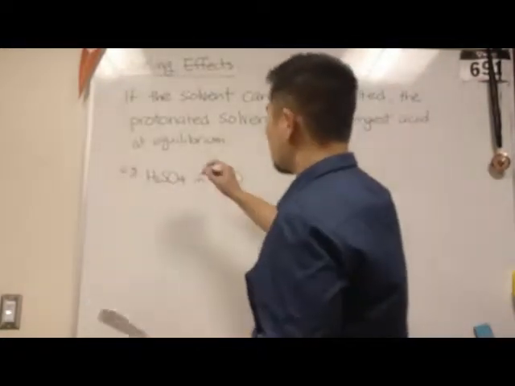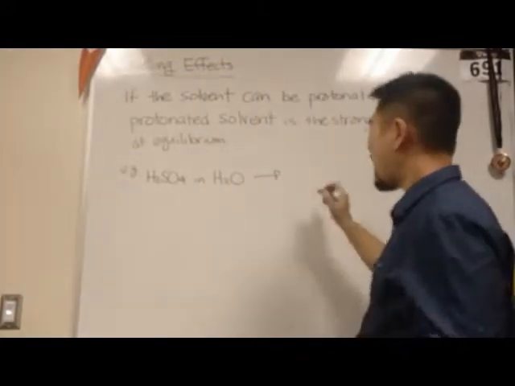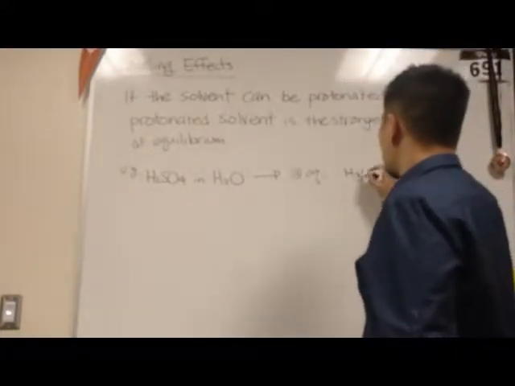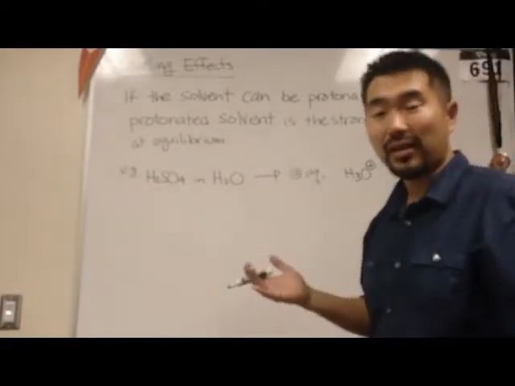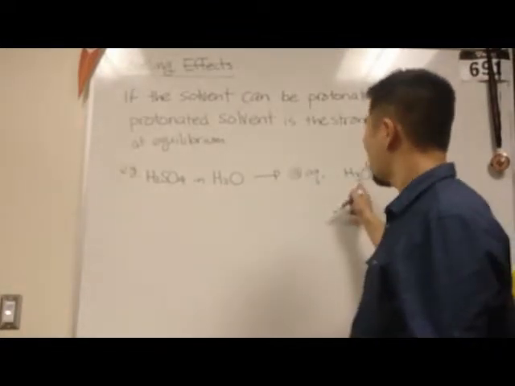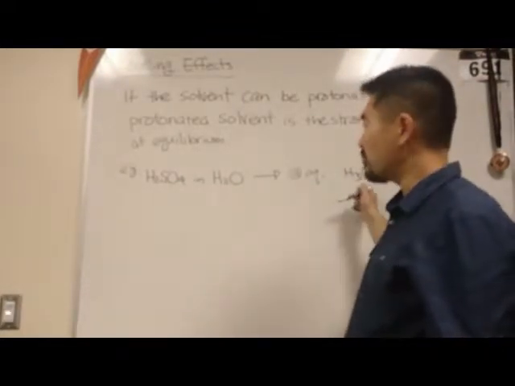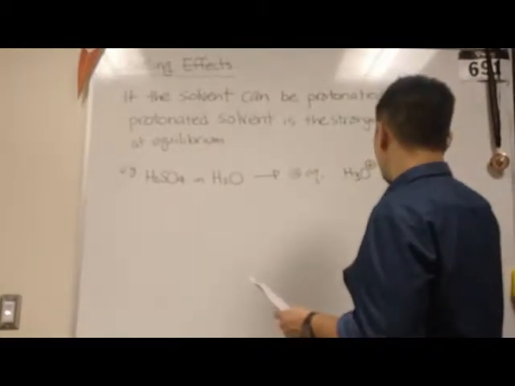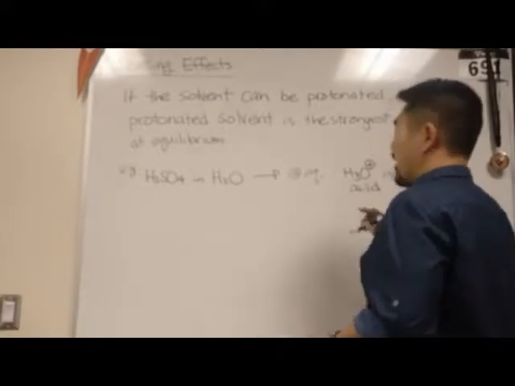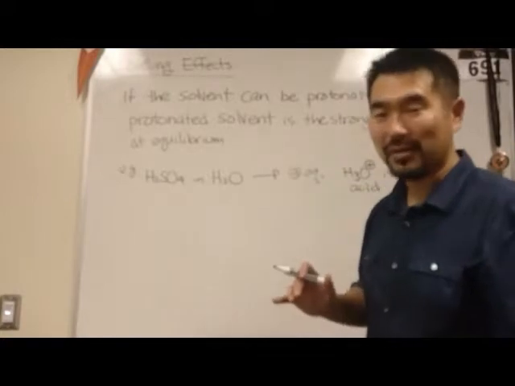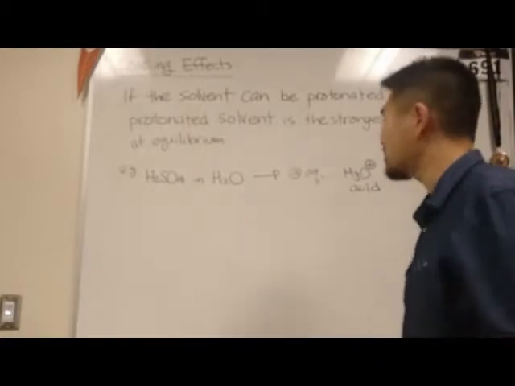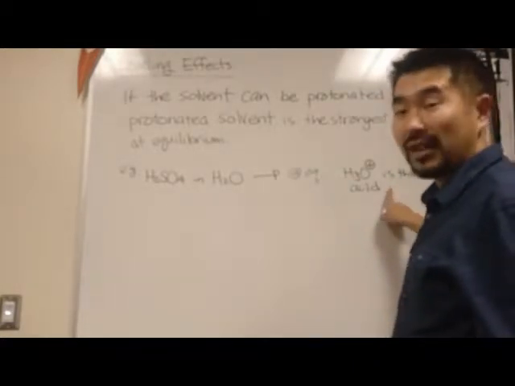So for example, if you dissolve sulfuric acid in water, at equilibrium the hydronium ion is going to be your strongest acid, because sulfuric acid is a much stronger acid than hydronium ion, so the equilibrium goes all the way to the right. So this is the only acid at equilibrium, which you can reach pretty much as soon as you mix the two. That's how fast proton transfer reactions happen. It's instantaneous. Hydronium ion is your strongest acid.